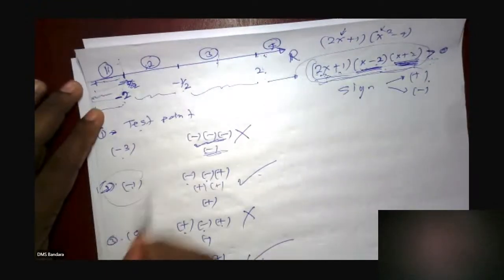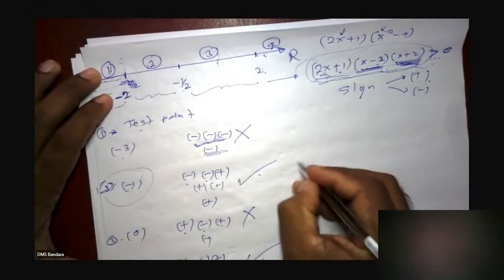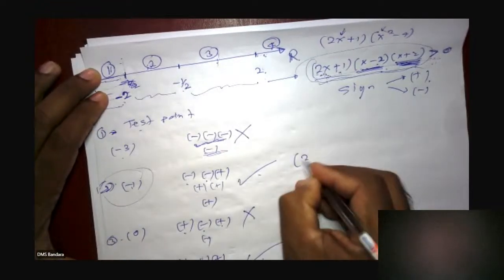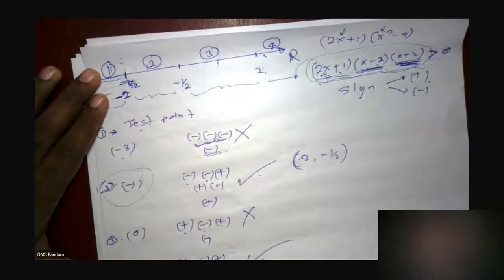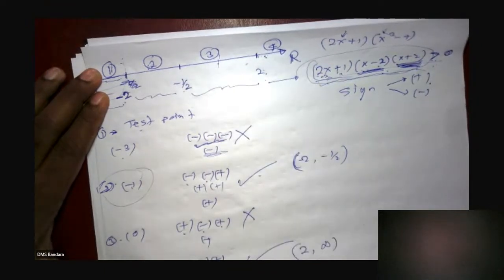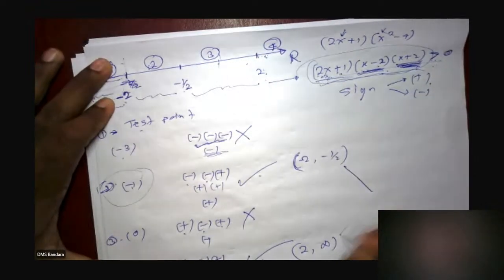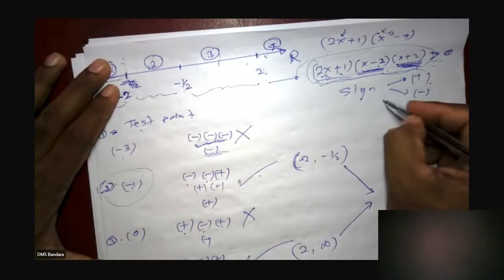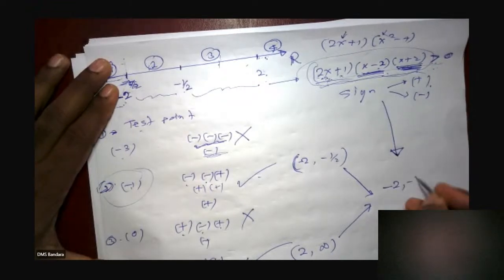The second region is what? The second region is in between -2 and -half. We can write -2 to -half. The region is like this. The fourth region is 2 to infinity. Among these two, we can say the solution, the region which satisfies the given inequality, is -2 to -half union 2 to infinity.